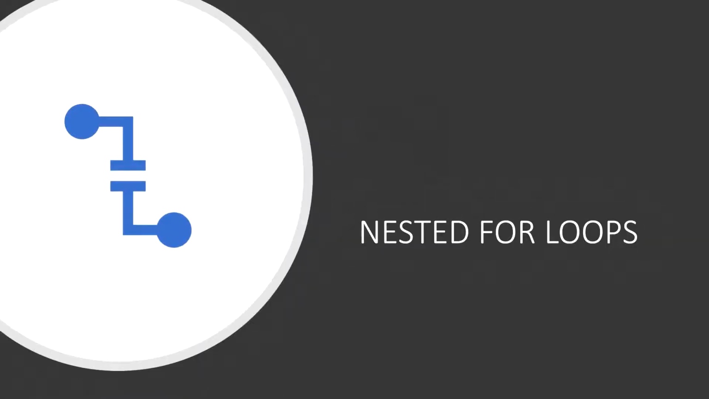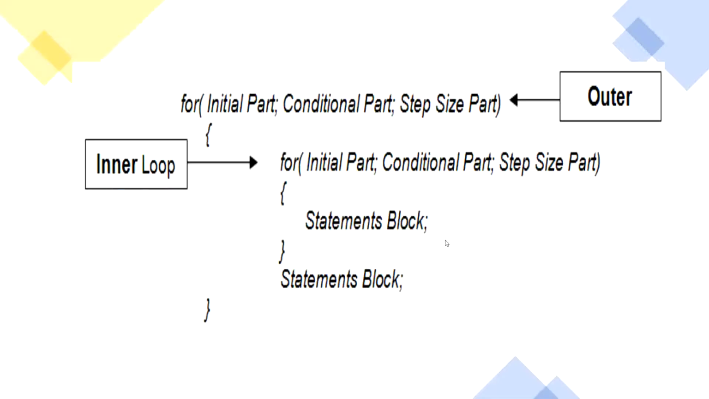Before we understand nested for loops, we'll understand what the word nested means. Nested means a loop inside a loop. So there will be two loops here, an outer loop and an inner loop. When we look at the syntax of a nested for loop, the initial part is where we initialize a variable, and the conditional part is where we set a condition: less than or equal to, less than, greater than, whatever. And this is the increment and decrement part.